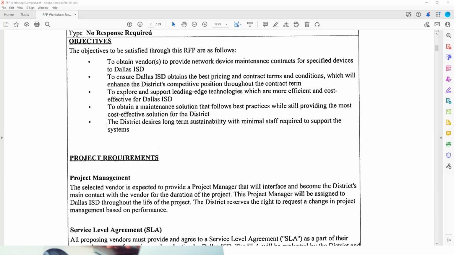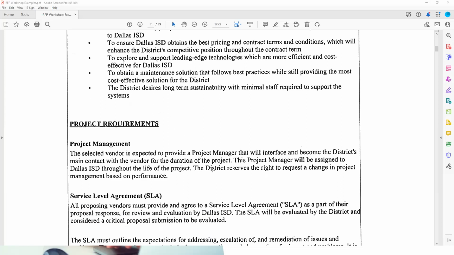You're seeing cost-effective several times. They've already identified the pricing, so they're telling you right off the top. Sometimes you got to read into some of these things, right? Because they're not going to be written so specific and so clear. And the district desires long-term sustainability with minimal staff required to support the systems. Okay, so what does that say to you? Does that say automation? So you got to kind of look at this.